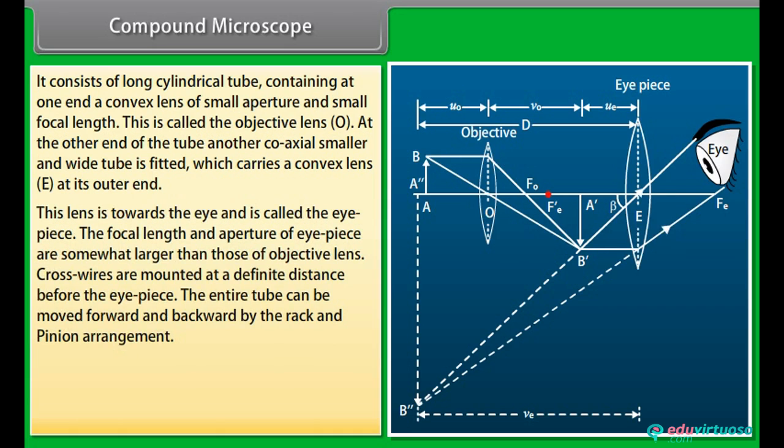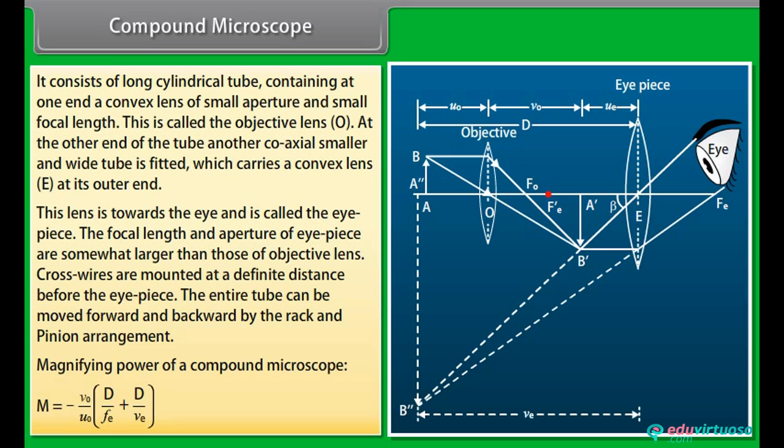The focal length and aperture of the eyepiece are somewhat larger than those of the objective lens. Cross wires are mounted at a definite distance before the eyepiece. The entire tube can be moved forward and backward by the rack and pinion arrangement. Magnifying power of a compound microscope. M is equal to minus V0 upon U0 into D upon Fe plus D upon Ve. Signs here already have been put.